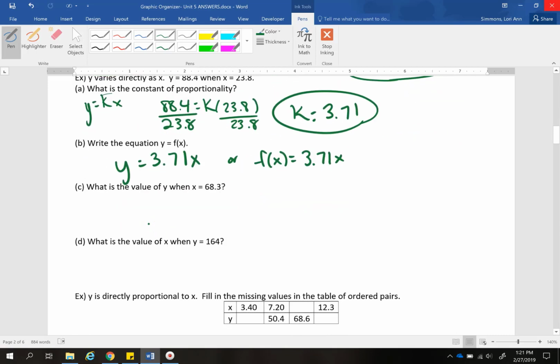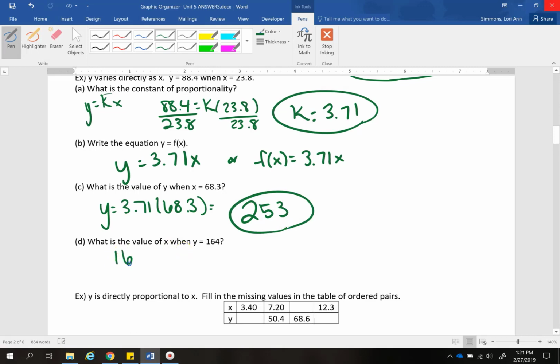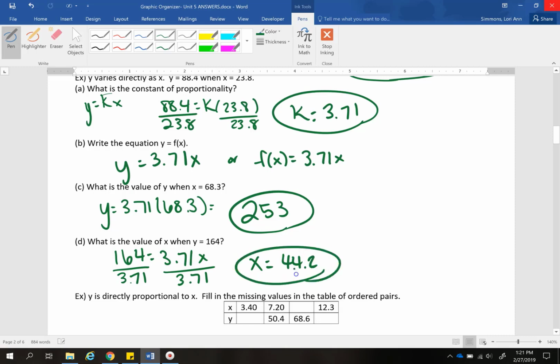Next, what is the value of y? So we're looking for y when x is 68.3. Multiply, we get y equaling 253. D, what is the value of x when y is 164? So we put 164 in the equation in part B, and then solve for x. So divide by 3.71 because these are being multiplied, do the reverse. X is equal to 44.2.